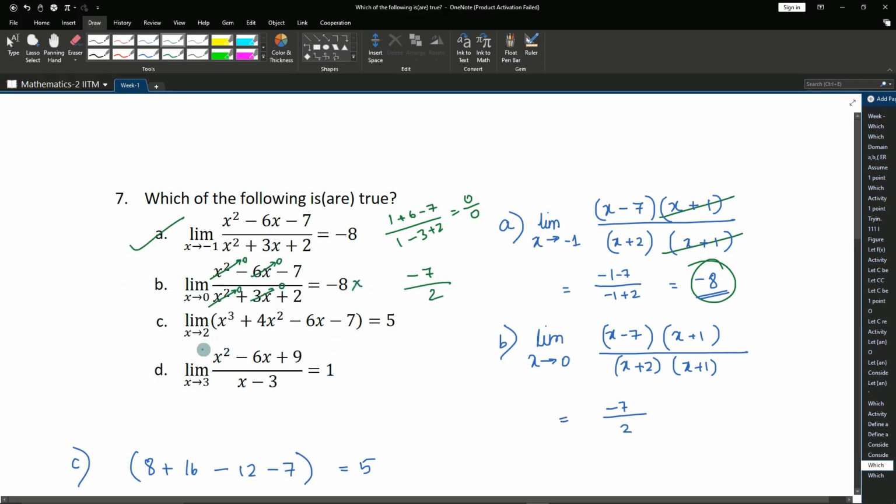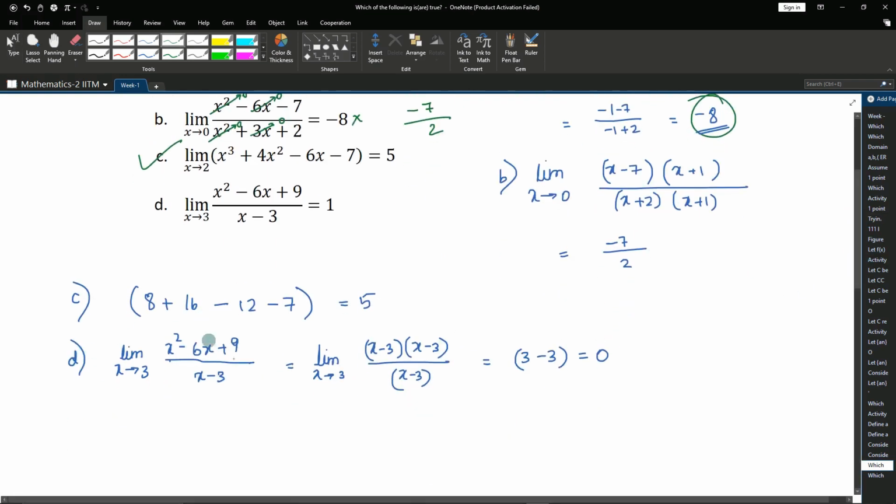What about the third option? In the third option, if we directly substitute 2, we'll have 2 cube is 8 plus 2 square is 16 minus 6 times 2 is 12 minus 7. So if we simplify, we'll have 5. So this option is also right. What about the fourth one? We can factorize this numerator as x minus 3 into x minus 3 divided by x minus 3. One x minus 3 will be cancelled. So if we substitute 3 now, we'll have 3 minus 3, that is 0.